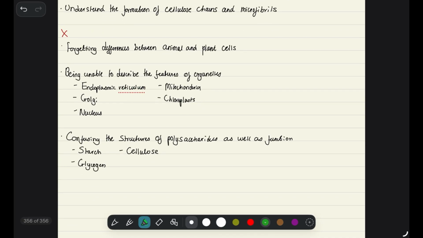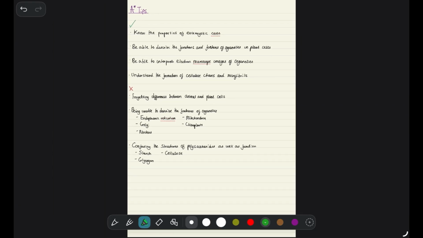Then also polysaccharides with the structure and function also can be confused in terms of just knowing starch specifically plant cells, glycogen specifically animal cells, starch, glycogen, energy storage, cellulose, structural support. So just know differences like that as well.